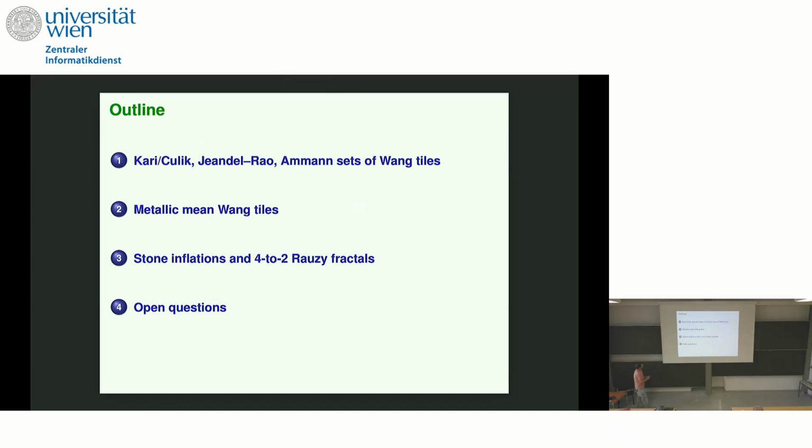So the talk is split into 4 parts. First, we'll recall what Wang tiles are, and we will present 3 important examples. And then we will present the metallic mean Wang tiles, a very nice family of Wang tiles, in fact. And then we will define the stone inflations out of them, which construct Rauzy fractals. And then some open questions.